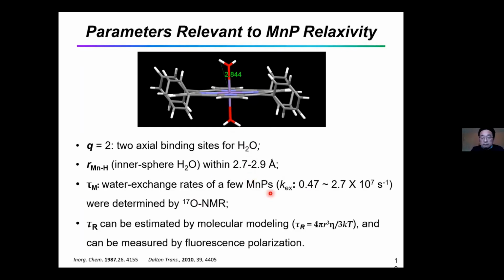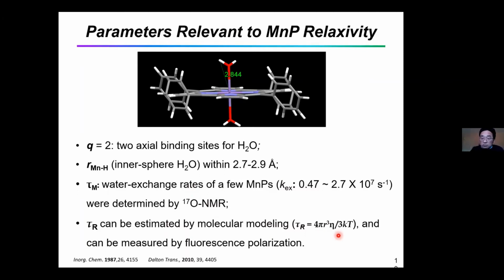There are different types of manganese porphyrin, even including the manganese TPPS. And this was published in 2010. And the range of the tau m, or the residence time, is within tens to hundreds of nanoseconds, which is quite reasonable, as obtained by oxygen-17 NMR. The tau r, on the other hand, there are not a lot of reports on this, but we can estimate it, for instance, through molecular modeling, and there are nice models: if the compound can be viewed as a sphere, you can estimate the tumbling rate using this equation.